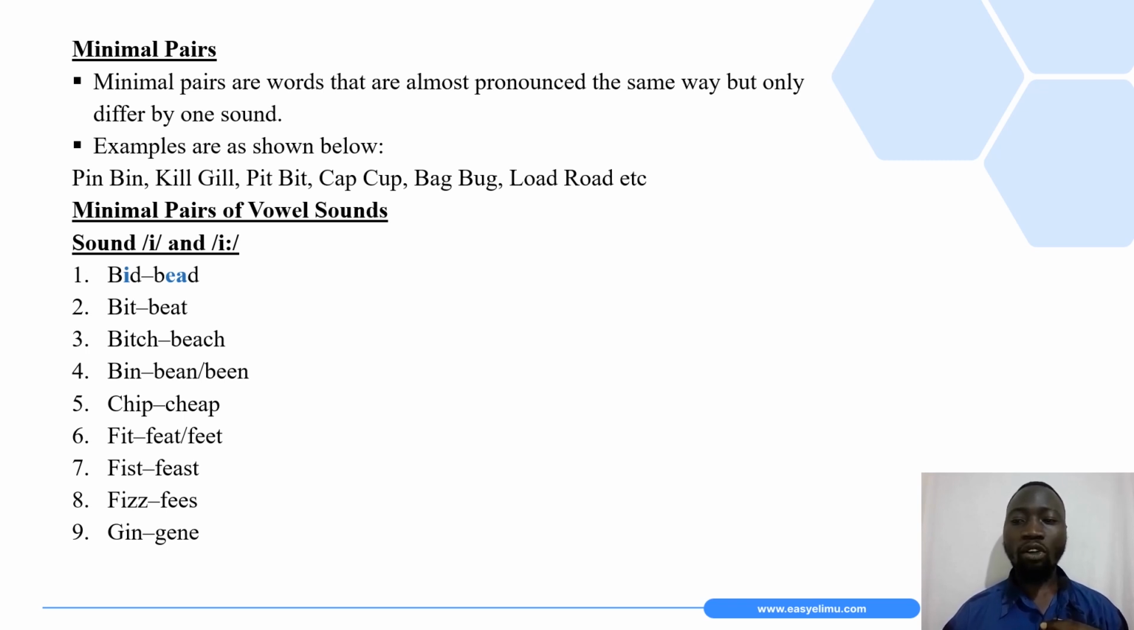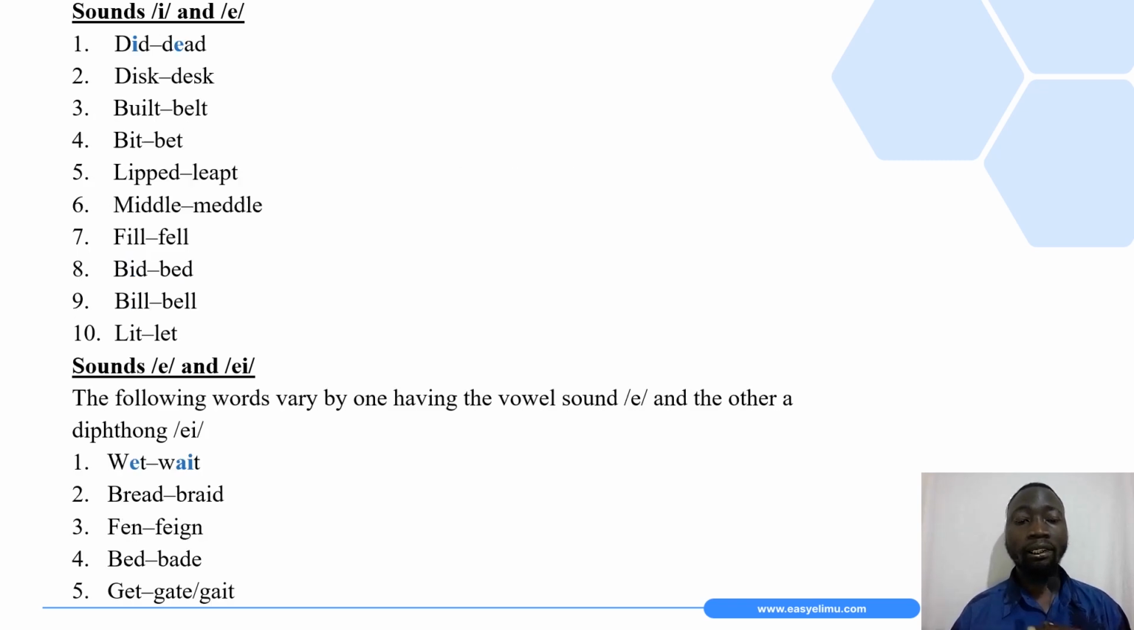So apart from the sounds i and ee, there are also the vowel sounds i and e. So under this category, we have examples such as did and dead. We have disc and desk. There are also other pairs, built and belt. We have bit and bet, lipped and leapt, middle and medal, fill and fell, bid and bed, bill and bell, lit and let.